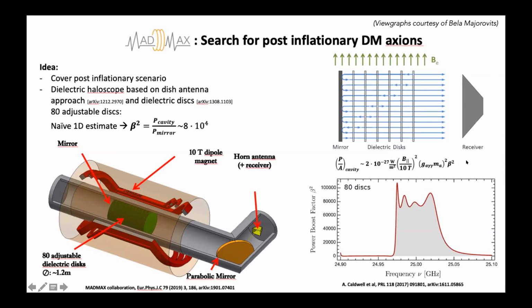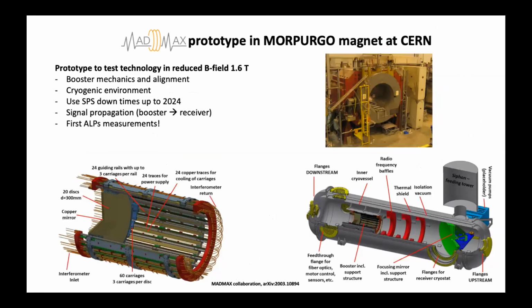Now, I don't show you a picture of the existing prototype on the bench that shows how these dielectric slabs are controlled. But there is a prototype going on at CERN using an existing large-field transverse dipole, the Morpurgo magnet, 1.6 Tesla. This has been written up.